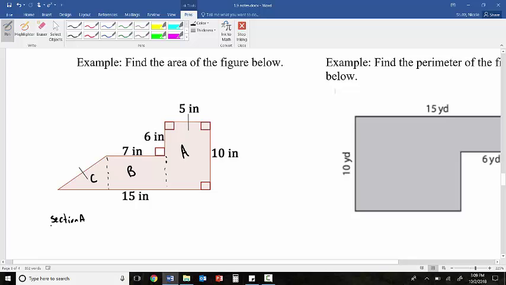All right. So we need to get the areas of all these sections. Section A, section B, and section C. Once you get those areas, you can add them together. If you look at section A for right now, the width of the rectangle is definitely 5, so that's a true dimension. You don't want to use 6 for the length because that is not the whole length of the rectangle. So you actually would use 10. So we're going to do 5 times 10.